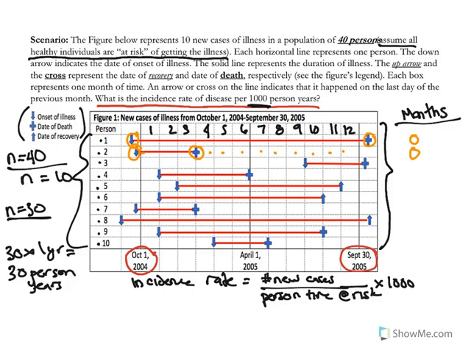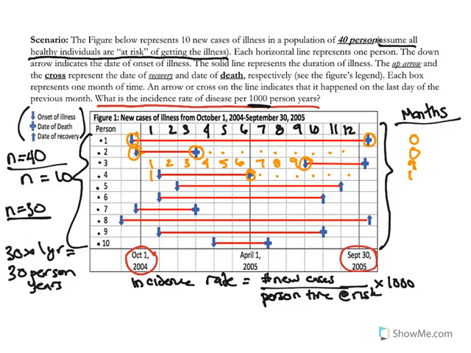Person 3 starts out healthy. They contribute 1, 2, 3, 4, 5, 6, 7, 8, and 9. Then they get sick. They're sick for the rest of the time past September 30th before they pass away, but they've contributed 9 months of person time at risk for that disease. If we go to person number 4, they start out healthy, they contribute 1 month, they get sick, and then they're sick for 5 months, and then they pass away. So none of the rest of this time counts towards their risk because they're not at risk if they're no longer alive. So person 4 contributes 1 month of time at risk.